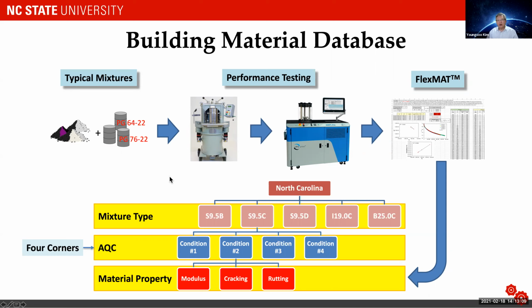Because you have to have this database before you have a PRS. In the state of North Carolina, you have 5 different mix categories. For each mix, you do 4 corners and then run the AMPT test to develop this local material database. If you have an SMA or coarse or fine mix, I don't know how the state of Illinois divides the mixes, but for each mix type, you want to choose 3 or 4 common mixes and go through this process to develop the material database.